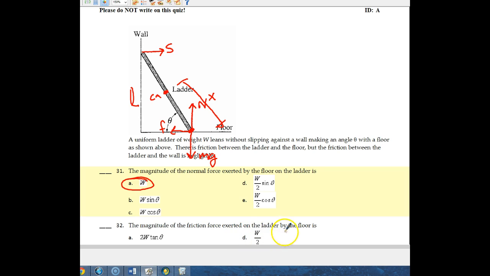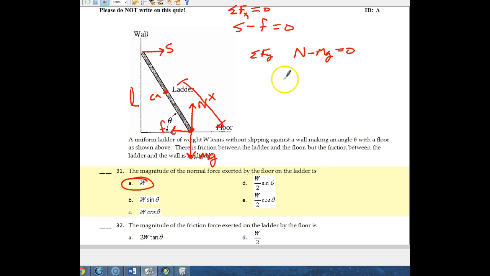The magnitude of the friction force exerted on the ladder by the floor is, so what we'll do here is let's think about several things. First of all, the force from the wall on the ladder minus the force of friction should be equal to 0. That's just saying that the sum of the forces on the ladder should be equal to 0 in the x direction. Let's think about the sum of the forces in the y direction. That's just the normal force minus mg, which should be equal to 0.